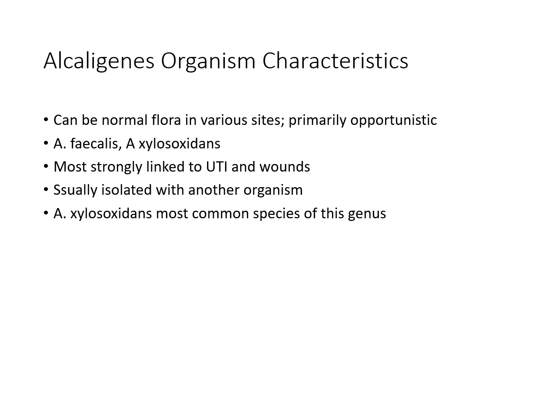Alcaligenes can be part of normal flora at different body sites. It's primarily an opportunistic pathogen. Some common species are Alcaligenes faecalis and Alcaligenes xylosoxidans, which is the most common species. For clinical significance, it is most strongly associated with urinary tract infections, or UTIs, and wound infections. It is often isolated with other organisms, so it is sometimes known as a mixed infection.